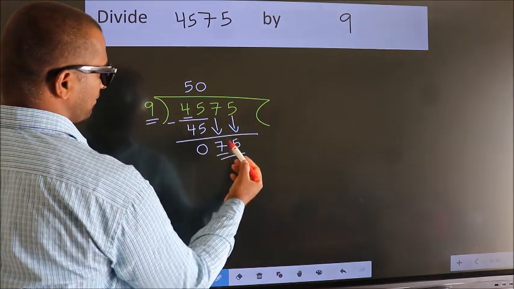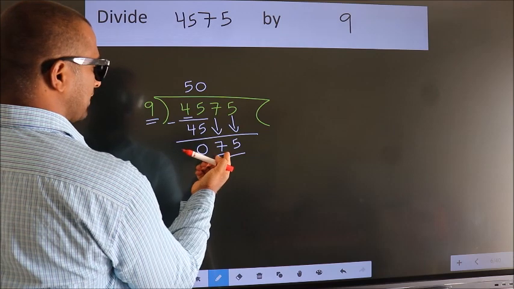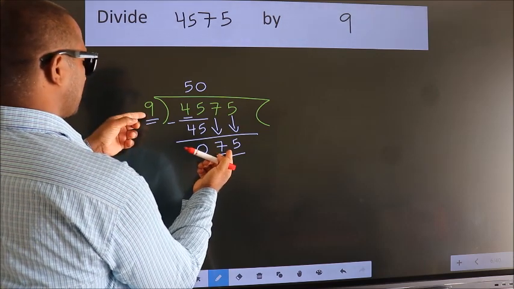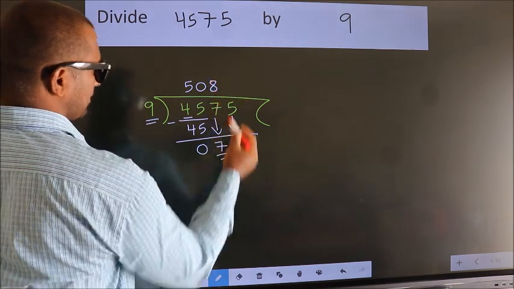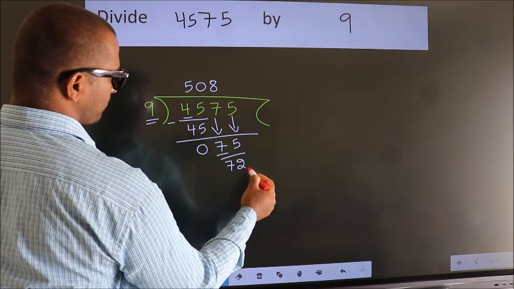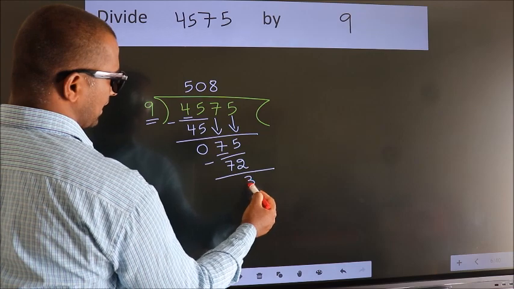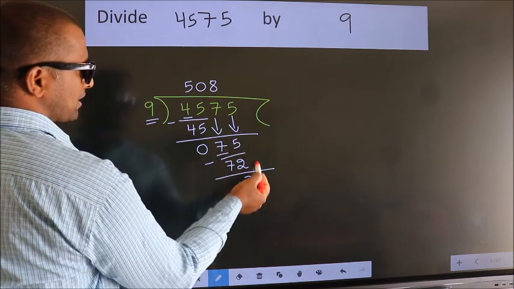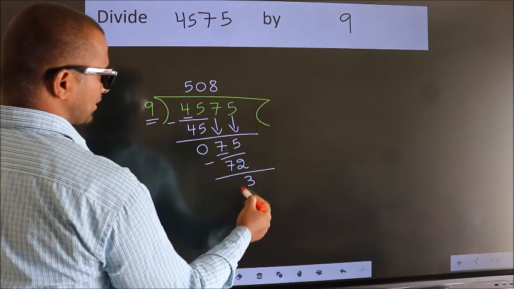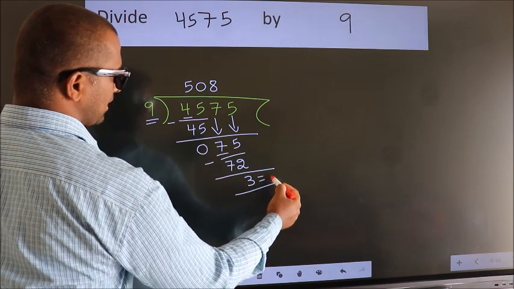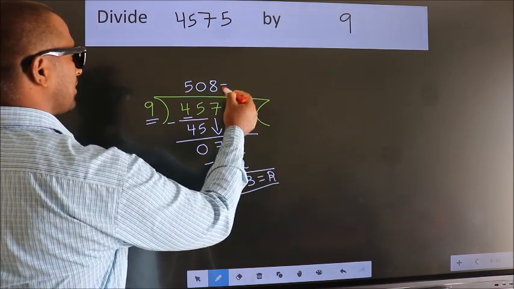So 75. A number close to 75 in the 9 table is 9 eights, 72. Now we subtract, and we get 3. No more numbers to bring down, so we stop here. This is our remainder, and this is our quotient.